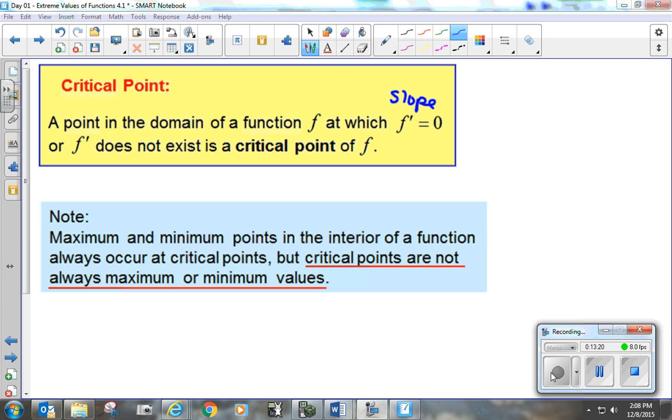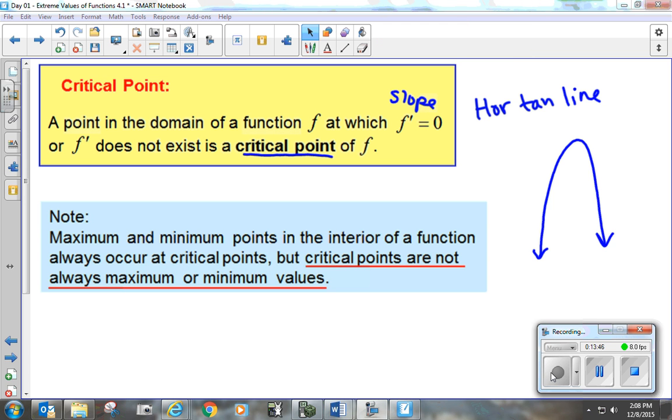Okay? So it's on a function where the slope, which is the same as derivative, is 0. If the slope is 0, what type of tangent line is that? It's a horizontal tangent line. So the slope is either 0 or does not exist. That's considered a critical point. Meaning, I draw a parabola. That's a parabola, right? Where is the tangent line 0? At the top, right here. Where the tangent line is 0, that's called a critical point.